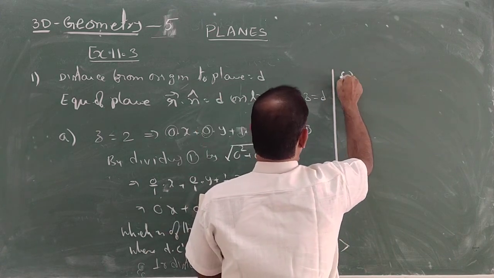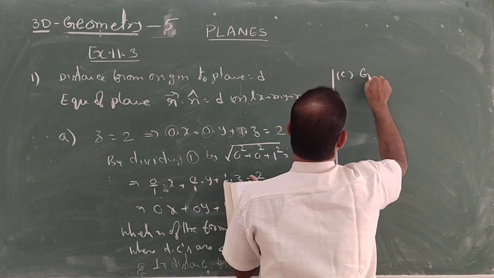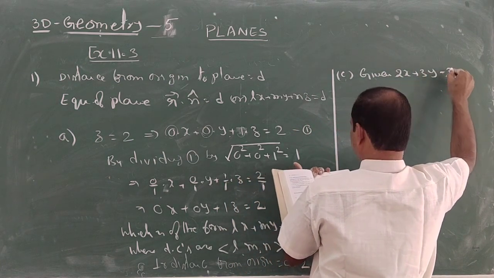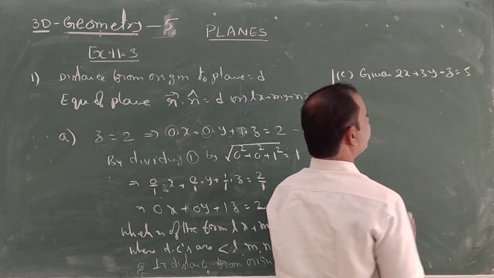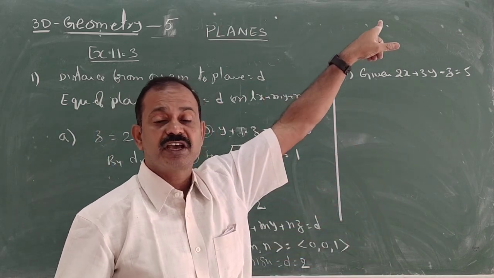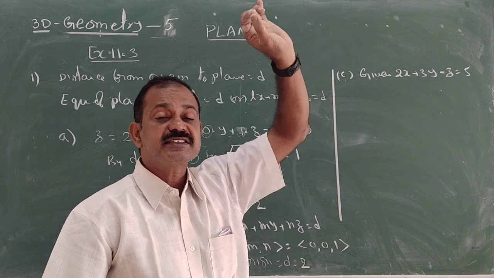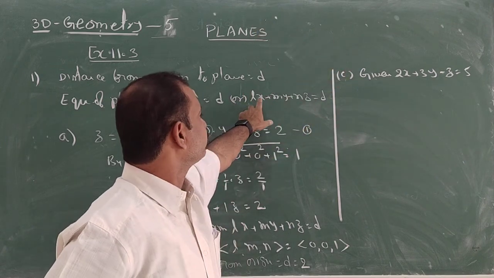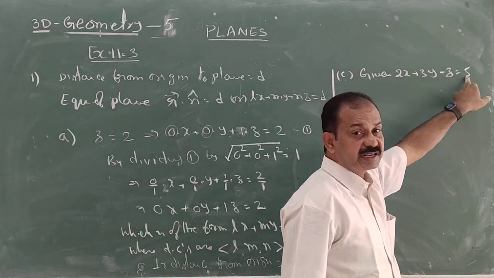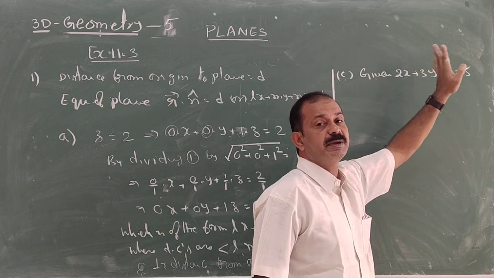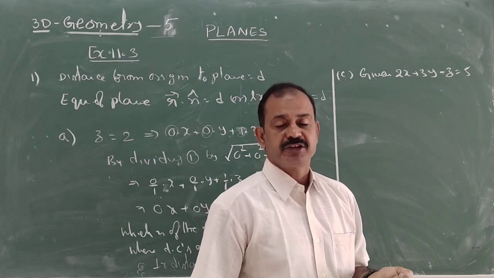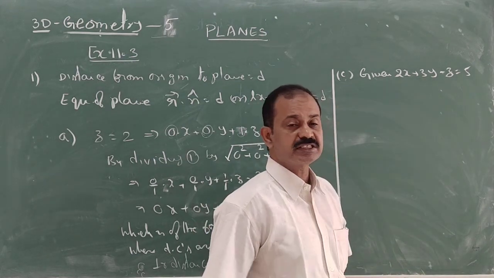Let me see one more problem. That is, when I take C, it is given 2x plus 3y minus z is equal to 5. So that is the given equation of a plane. You have to find out direction cosines of the normal as well as the perpendicular distance. That means it must be of the form lx plus my plus nz is equal to d. Suppose here a minus is there, then you have to multiply both sides by minus to make the RHS positive, because distance cannot be negative. Now, how to do this?